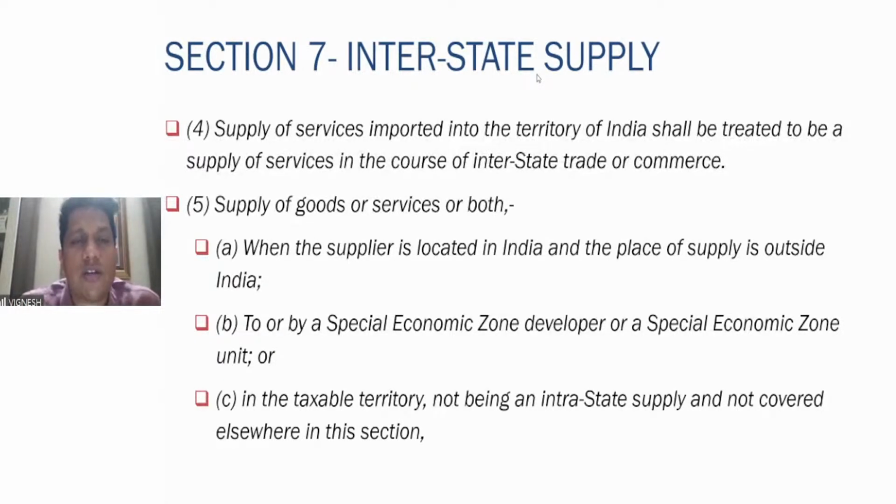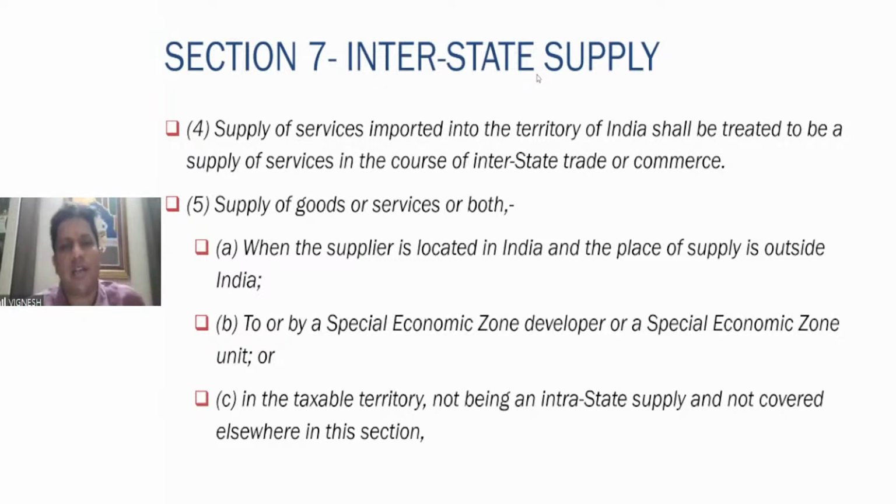Second one, if a supply of goods or services is made to or by a special economic zone developer or a special economic zone unit. What is a special economic zone? Demarcated zones within the country, which are given the same benefits as are given outside the country. It is as if the special economic zone is located outside the country only. So if you are located in your state itself, there is a special economic zone, and you are providing a service to that special economic zone, please be aware that it is an interstate supply. It is an interstate supply because a special economic zone, for all purposes, is to be treated as a place outside India.